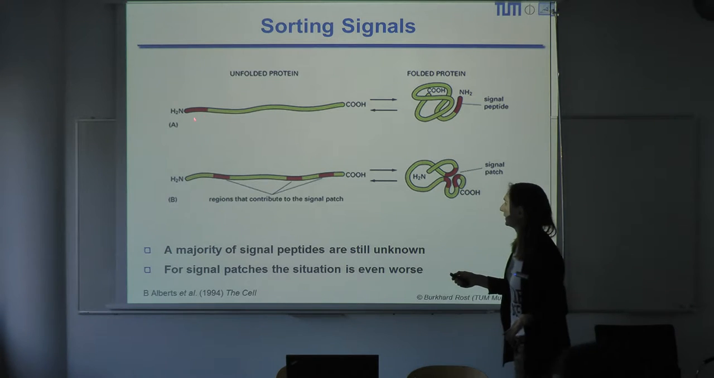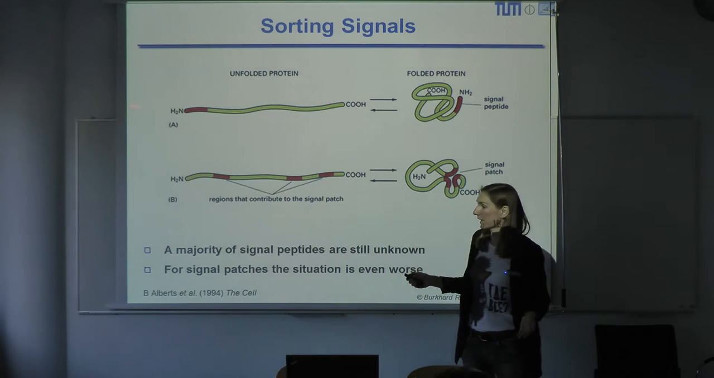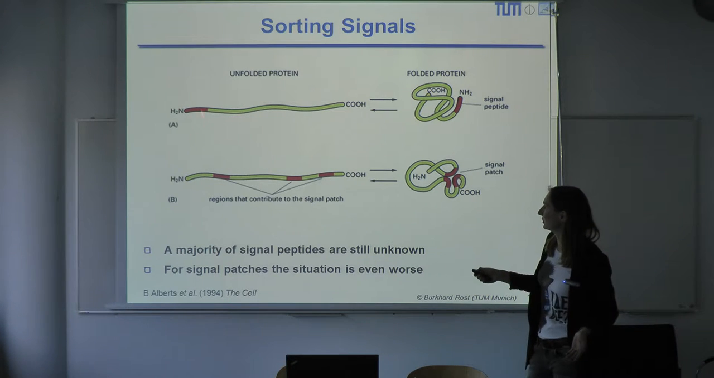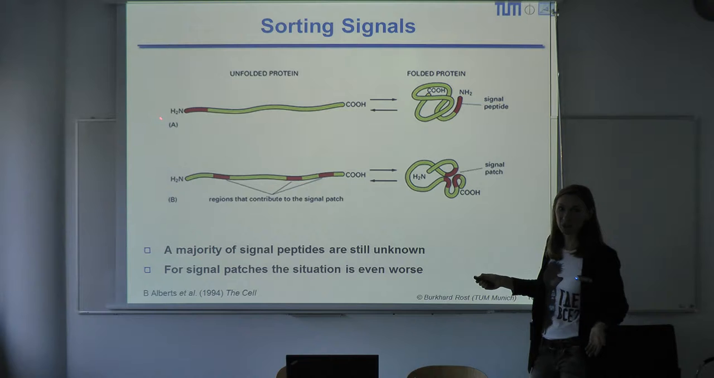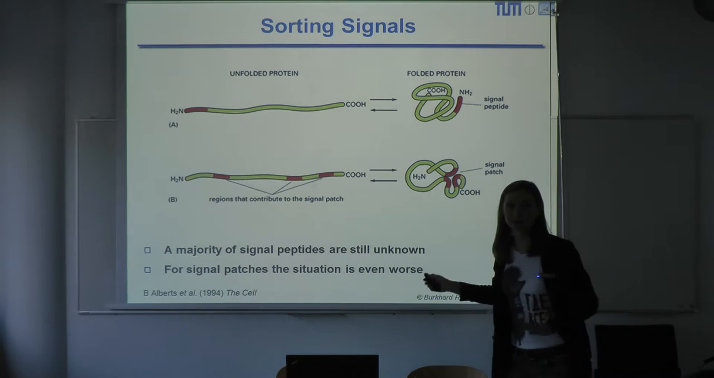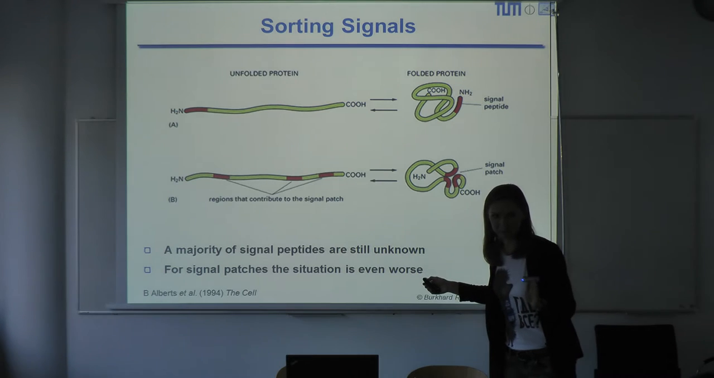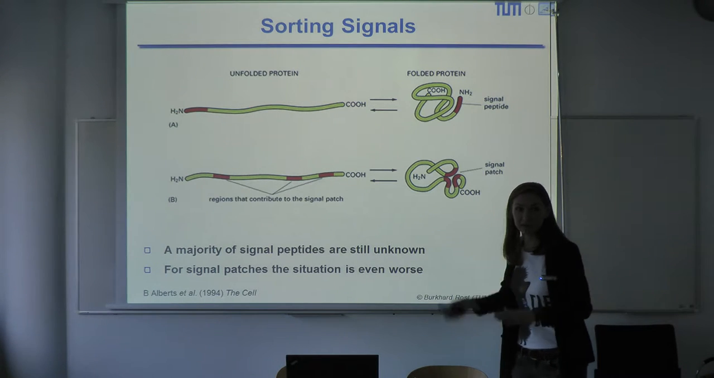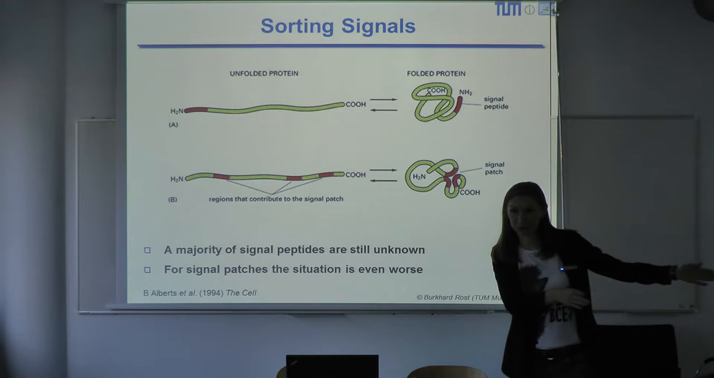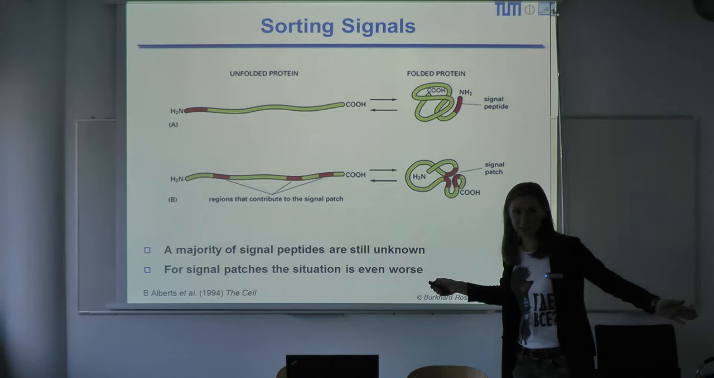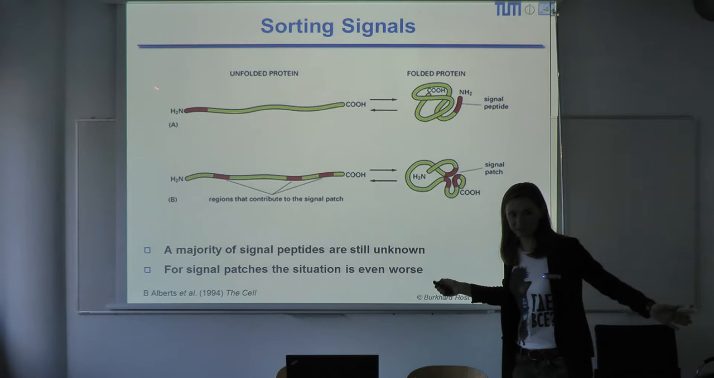How does it work? How do we identify the signals? Well, we have our sequence. We do a mutation. We mutate one amino acid. We see that this protein does not localize to the nucleus anymore. We go like, so this amino acid is part of the signal. If we mutate somewhere here, we see that the protein does go to the nucleus. So we can assume that this is not part of the signal. That's how this identification goes.